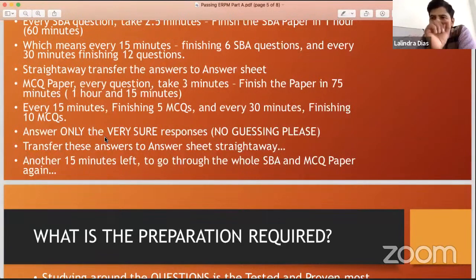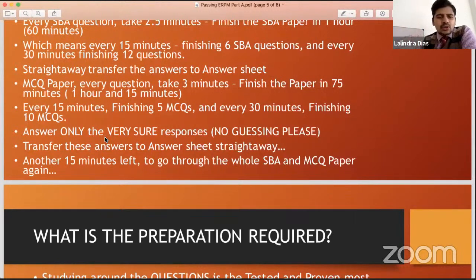So whatever was very sure, straight away transfer to the answer sheet. See, for example, the question that we did on rheumatoid arthritis: A, B, D, E, 100% sure. So straight away, you transfer the answers to the answer sheet. A, B, D, E, you have marked them true. C, you are not sure, so you have left it alone.